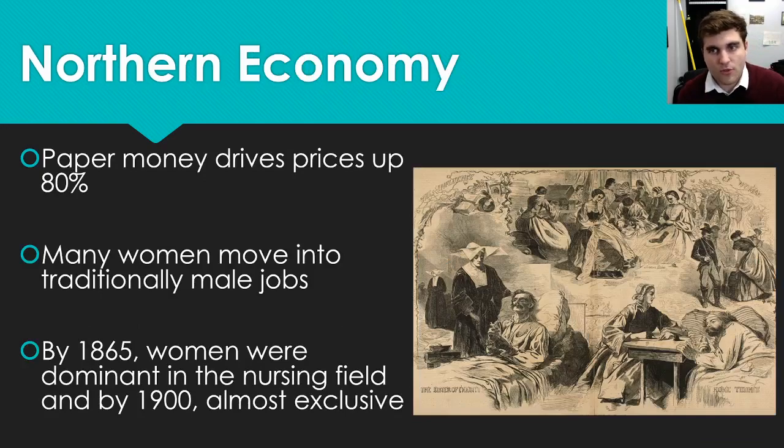What you see in the North is paper money driving prices up about 80%. So you see inflation, and it's quite a bit of inflation, but as we'll talk about a little bit later, not nearly as bad as it could be. And as in most wartime scenarios where you have men moving into the military, many women move into traditionally male jobs. By 1865, women were the dominant sex in the nursing field, and by 1900, they were almost exclusive in the nursing field.